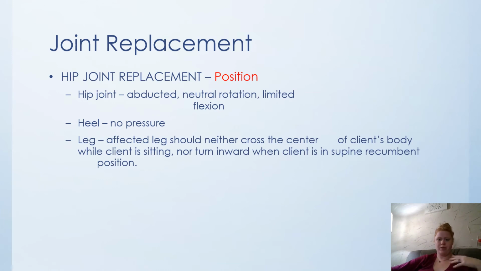So when looking at joint replacement, we've already talked about what you're going to assess. If your patient has had a hip replacement on their right side, we're going to focus on the incision, but we're also going to make sure that they still are perfusing and receiving adequate nervous function and perfusion below the site of the injury. So big points with hip replacements are the position. We want it abducted, neutrally rotated, and limited flexion. We don't want any pressure on the heel.